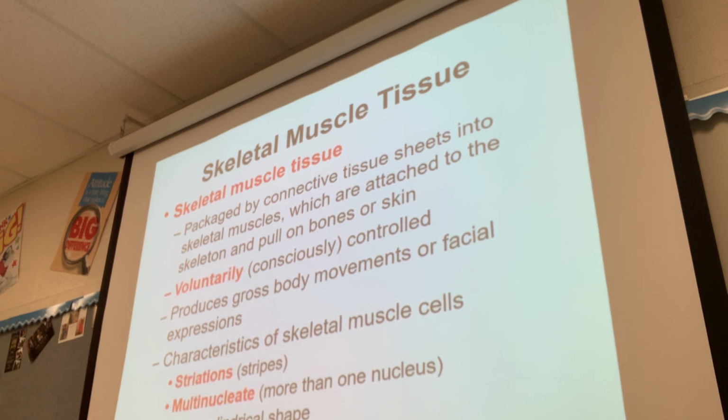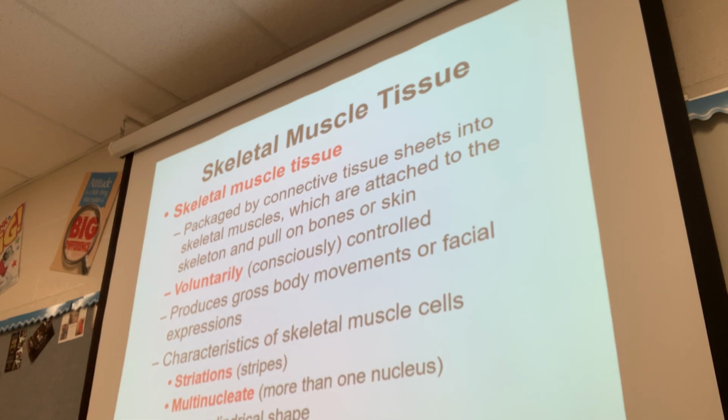You have control over the skeletal muscles, but you do not have control over the other kinds. Skeletal muscle is the only one that you can think about and it actually moves. And it produces most of the movements of the body. So when you think about muscles, this is the group you're most likely thinking about.